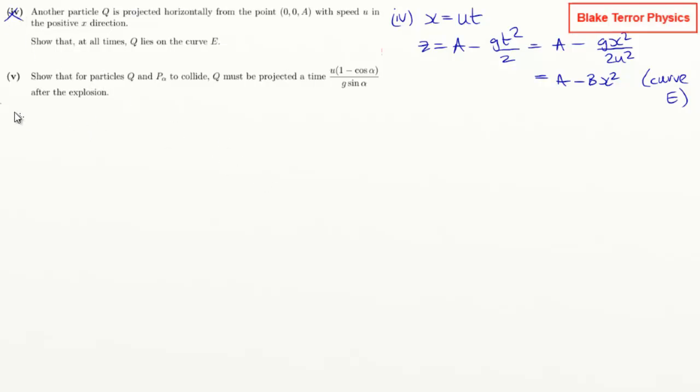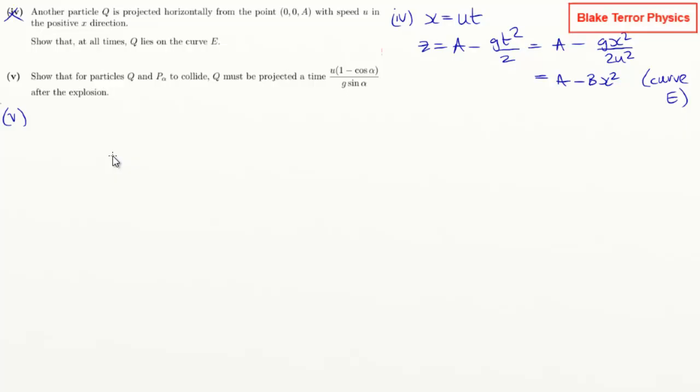And then the last part, part 5: show that for particles Q and P alpha to collide, Q must be projected a time that after the explosion. Wow, okay. So Q is always on curve E. We know that P just touches that curve, because we did that in part 1, and that's at a specific time. So we can say how long it takes for P to get to the curve E.